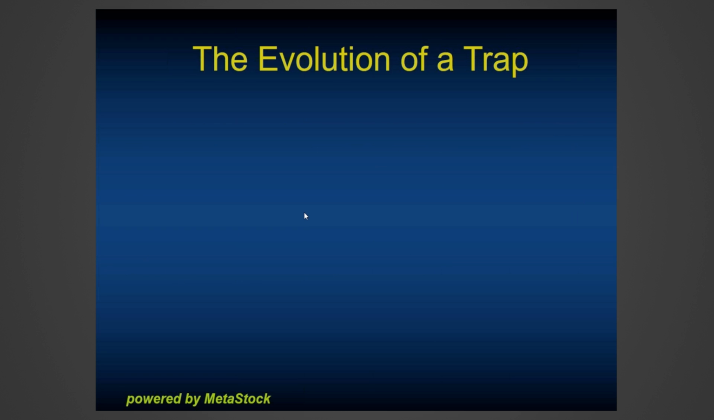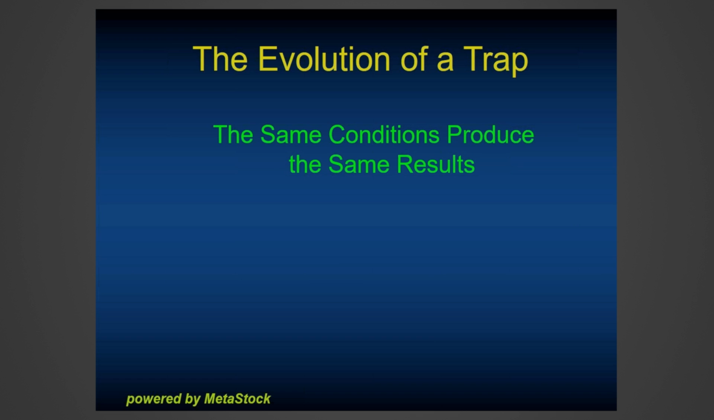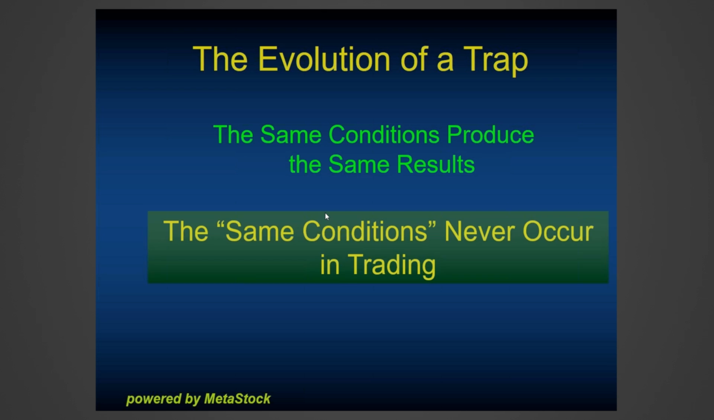Now the key here is that the same conditions will produce the same results. In the scientific method, you control the conditions in the laboratory or in a very controlled experiment. The trap in trading comes because the same conditions never occur in trading. Trading is out there in the real world, in fact, in the messy world of the markets, and so the same conditions really never actually occur. That's the beginning of the trap.